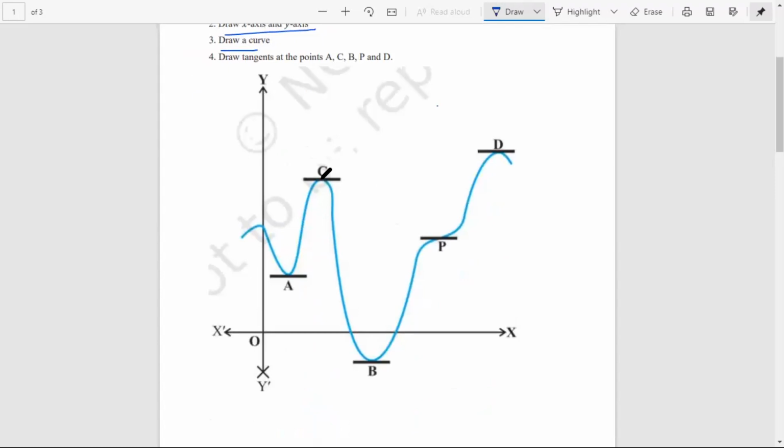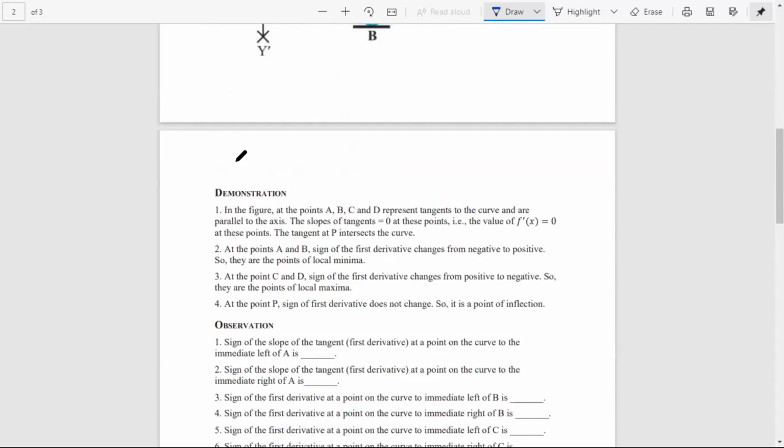See, this is as it is, I have taken from your lab manual. So this is A, B, C, P, D. Now the x-axis and y-axis, no doubt how to draw. If you want you can do yours also, but you have to make a note here. You should be cautious about the points you are taking. I guess you all understood what I explained in the previous simple example. So I'll move on. Okay, demonstration.